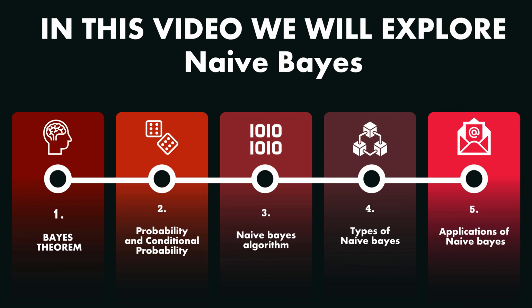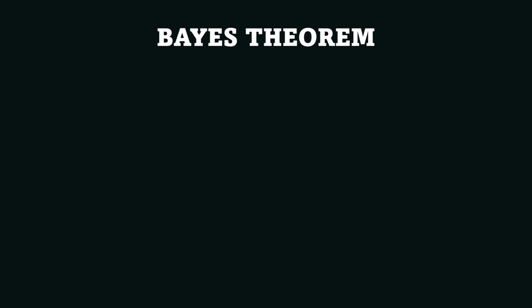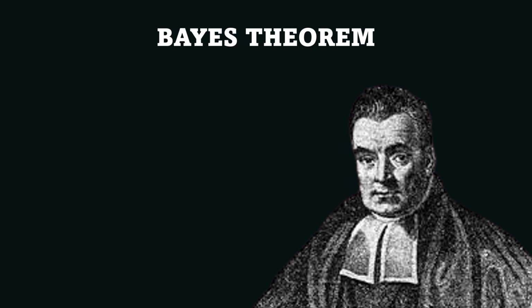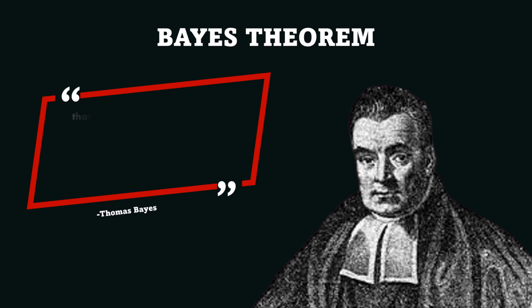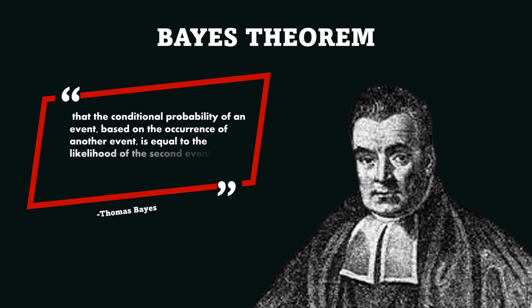By the end of this video, you'll have a solid understanding of naive Bayes and its practical uses in the world of data science. Bayes' theorem comes from 18th century mathematician Thomas Bayes, who proposed that the conditional probability of an event, based on the occurrence of another event, is equal to the likelihood of the second event given the first event multiplied by the probability of the first event. The development of naive Bayes as a machine learning algorithm was greatly influenced by this theorem and was key in the development of the modern naive Bayes.